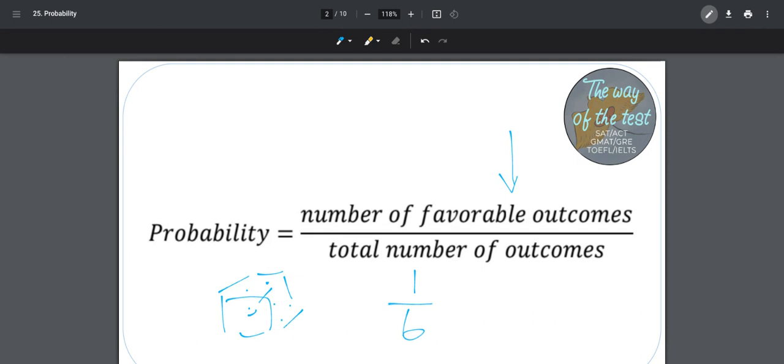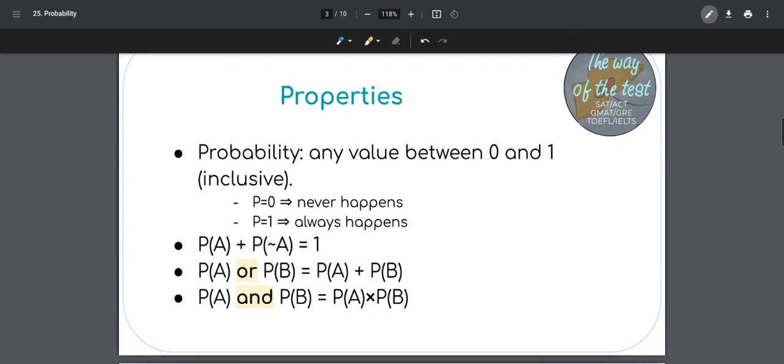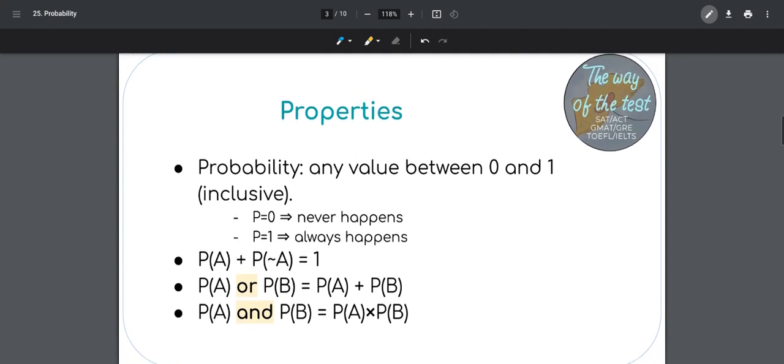Copy this. We're going to move on. So, properties of probabilities. First, a probability is any value between 0 and 1. 0 means that the event never happens, and 1 means that the event always happens. Now, the second property is that the probability that something happens plus the probability that it doesn't happen has to be equal to 1.